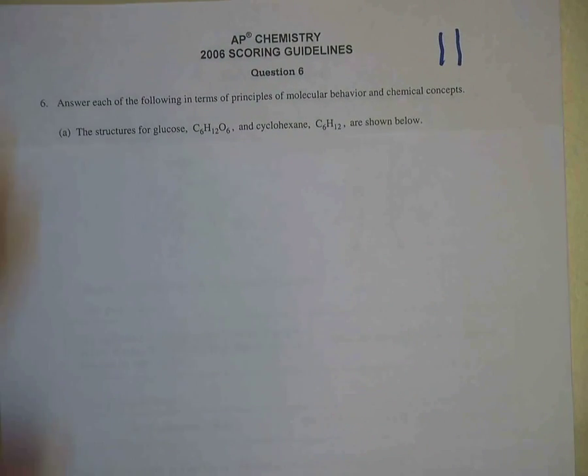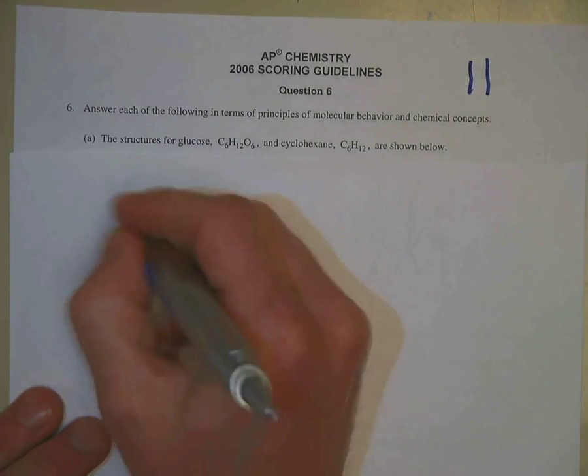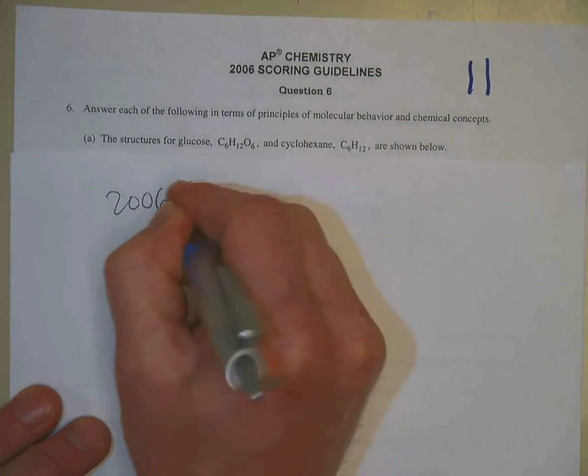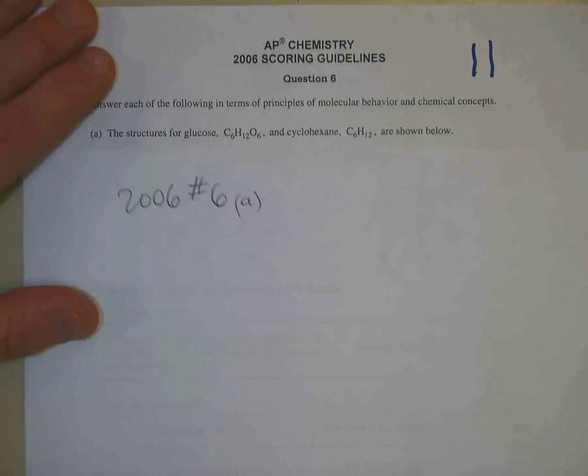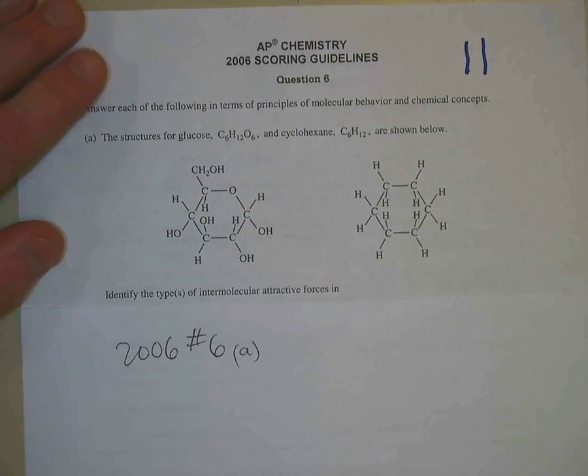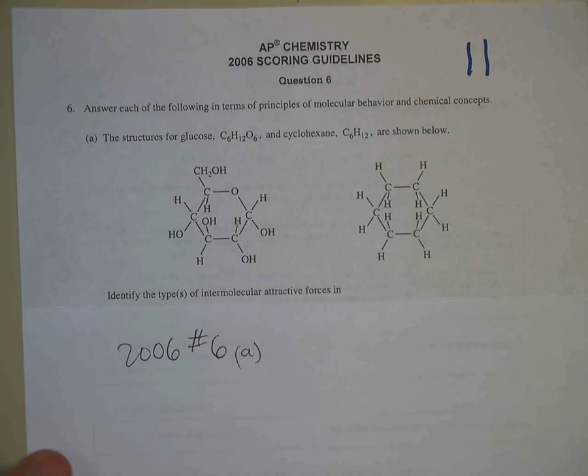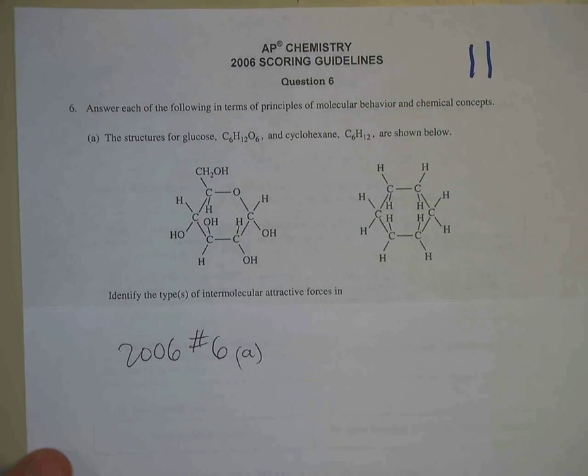Write this down on your paper. 2006, number 6, letter A. The structures for glucose and cyclohexane are shown below. Here we go. Here's glucose and cyclohexane. Identify the types of intermolecular attractive forces.